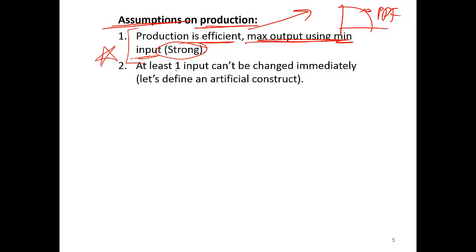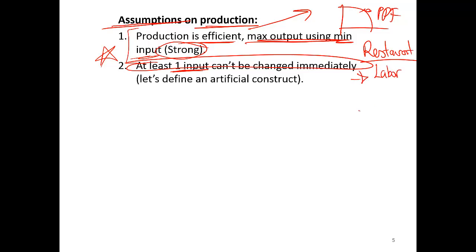Second assumption is at least one input of production can't be changed immediately. So the example could be if you worked at a restaurant. Okay, how fast do restaurants hire and fire workers? So, the labor component. How fast? Think about it. Let me tell you, I worked at a restaurant and it is immediate. If you want to fire somebody, you just show them the door. Or if you need somebody, you found the best person, you're hired. You can start, okay? It's that fast.